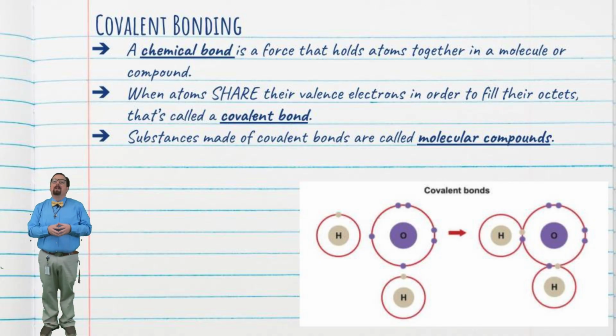Essentially, when we draw our Lewis symbols for atoms, those unpaired electrons in one atom will find a partner by pairing up with unpaired electrons from another atom. Those 2 electrons shared between 2 atoms is called a covalent bond. When we have 2 or more atoms held together with covalent bonds, we call that a molecule. And when we have a substance made of molecules, we call that a molecular compound or molecular substance.